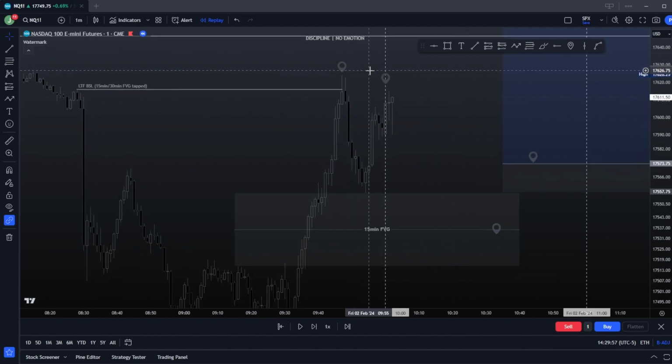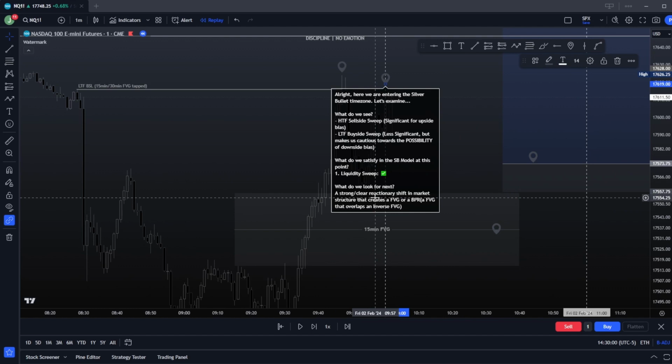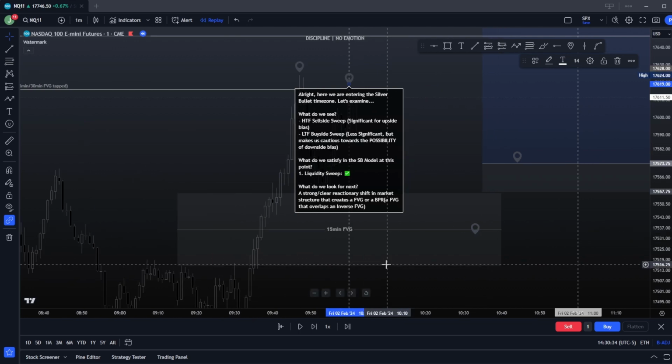So at this point, what do we satisfy in the silver bullet model? A liquidity sweep. That's what we got. What are we looking for next? At this point, we want to see a strong reactionary shift in the market that tells us, since we're inside this range right now, where price is going to break out. Is it going to break to the upside or to the downside? That's essentially what we're looking for with a market structure shift, right?